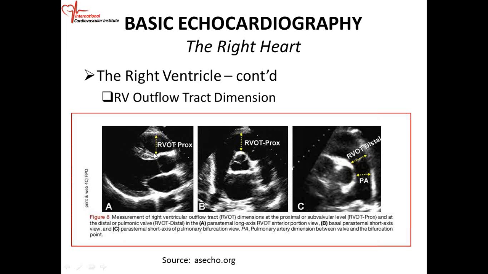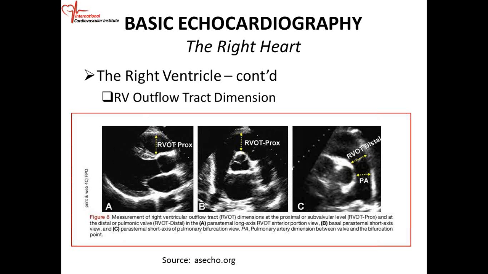So you can do the proximal measurement. So your parasternal long axis view, and you measure it again. This is in diastole. So the aortic valve is closed, the mitral valve is just about to open. So this is how it's done. The RV proximal measurements, or you can do it in the short axis view from the aortic valve to the RV wall.